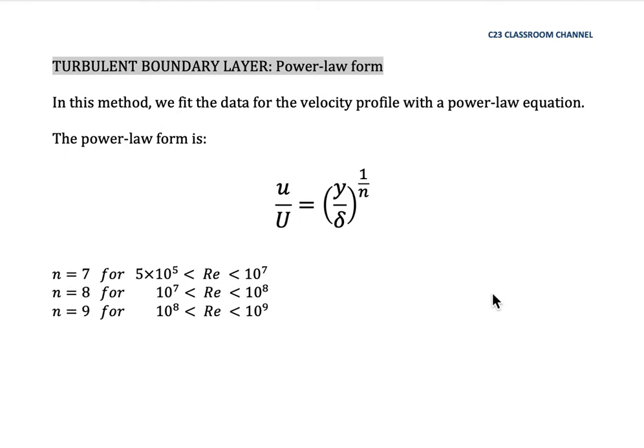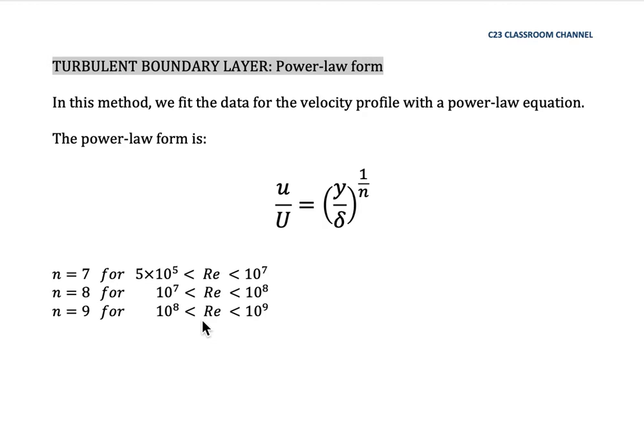So we will discuss the turbulent boundary layer by using the power law form. In this method, we fit the data from the velocity profile with a power law equation. The power law form can be simplified as this one. Please remember that the turbulent boundary layer velocity profile is u over U equals y over delta to the power of 1 over n. And the value of n depends on the Reynolds number.